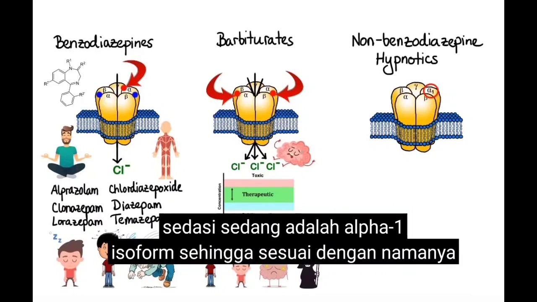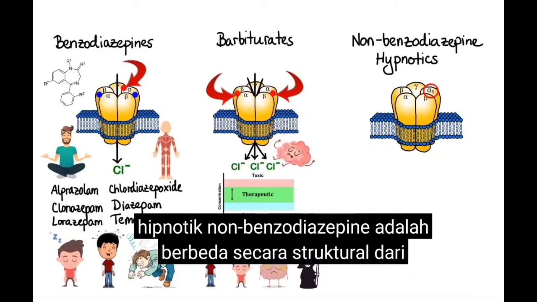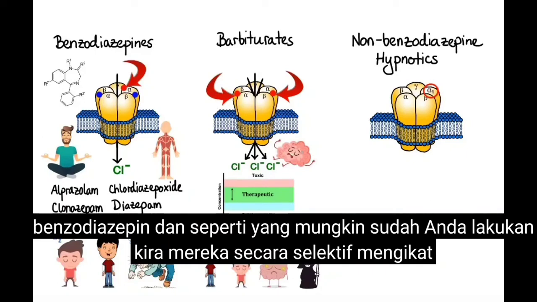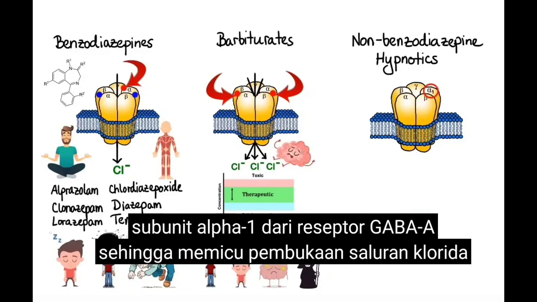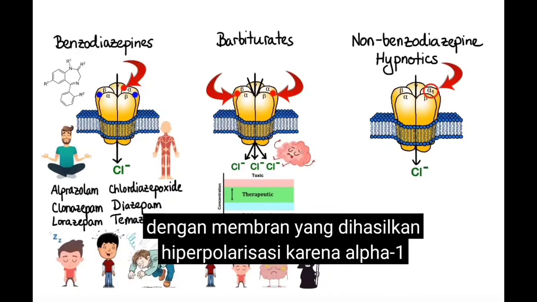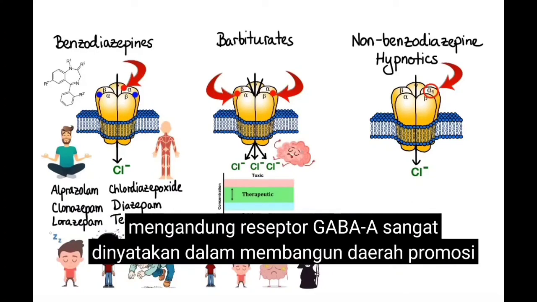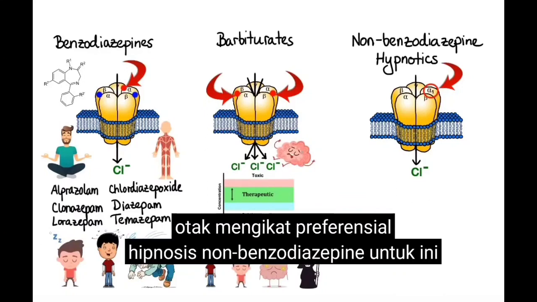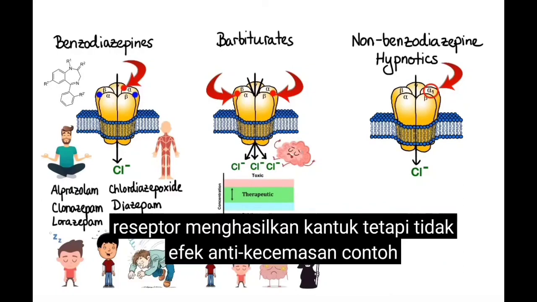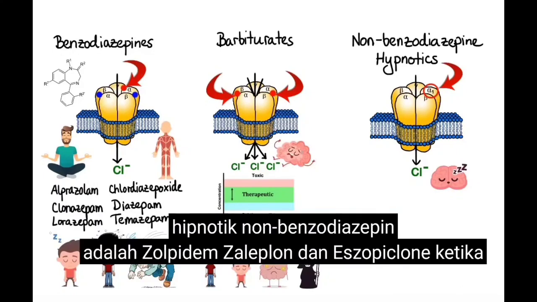So, as their name suggests, non-benzodiazepine hypnotics are structurally different from the benzodiazepines, and as you may already guess, they selectively bind to the alpha-1 subunit of the GABA-A receptor, thus triggering chloride channel opening with resulting membrane hyperpolarization. Because alpha-1 containing GABA-A receptors are highly expressed in wake-promoting regions of the brain, the preferential binding of non-benzodiazepine hypnotics to these receptors results in sleepiness but not anti-anxiety effect. The examples of non-benzodiazepine hypnotics are zolpidem, zaleplon, and eszopiclone.